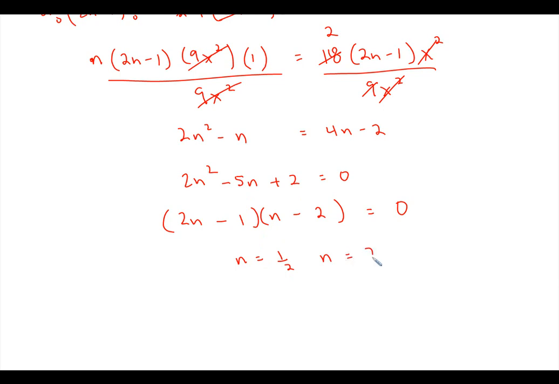N will equal 2. Now remember, it said that n is a positive integer. Okay. Now 1 over 2 is not an integer; that's a rational number. So we're going to reject the 1 over 2. So the correct value for n is 2. Okay.